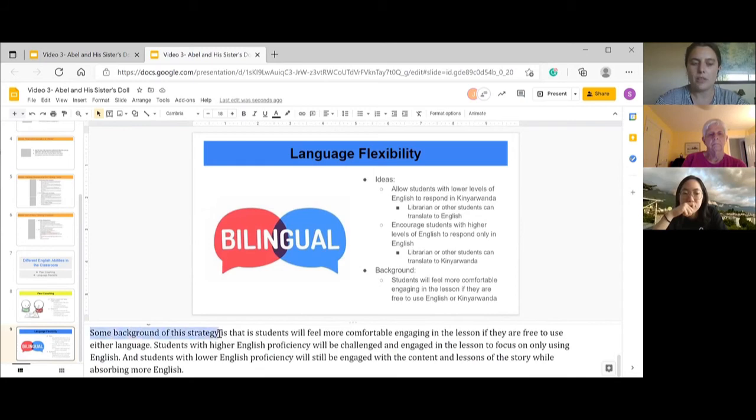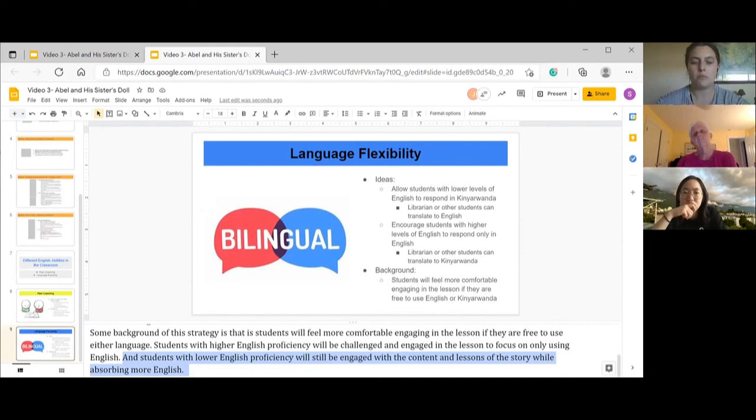And then some background of this strategy is that it's really important because it will help students feel more comfortable engaging in the lesson if they are free to use either language. And so students with higher English proficiency will be appropriately challenged and engaged in the lesson by focusing on only using English or having to do the translations. And then the students with lower English proficiency will also still be appropriately challenged and engaged with the content and lessons of the story while also absorbing more English at the same time.